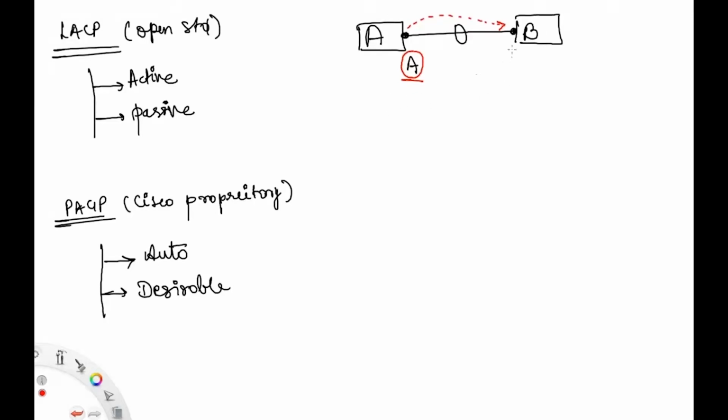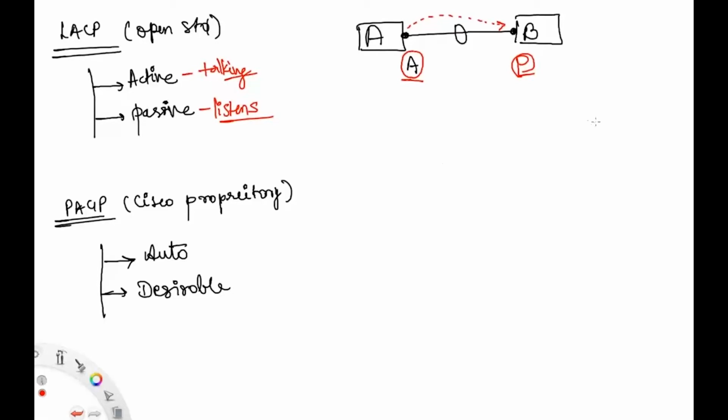Opposite is passive. Whichever port I have configured as LACP passive mode is the one who always only listens. He never initiates any conversation. This guy is only listening. The active one is only talking. He is the one who initiates that particular negotiation.